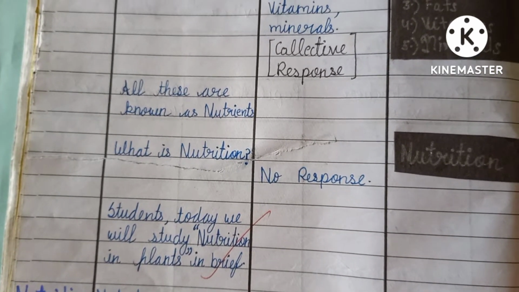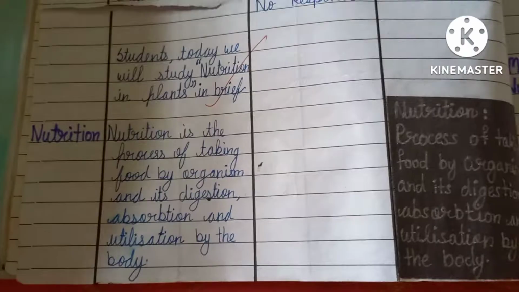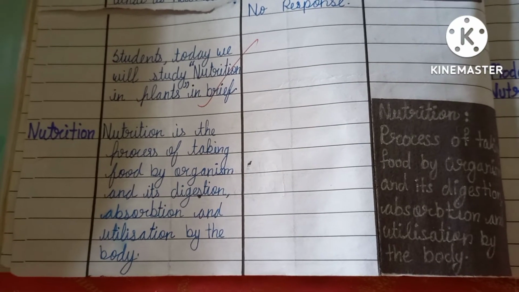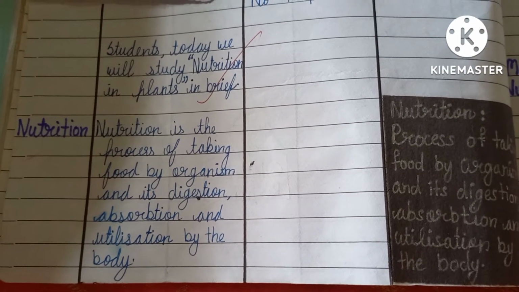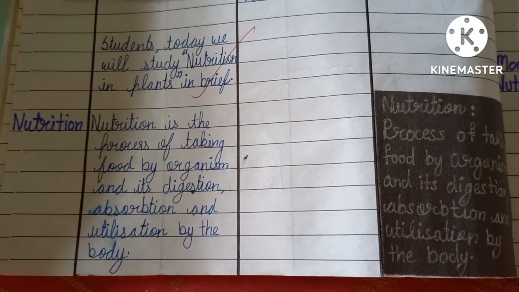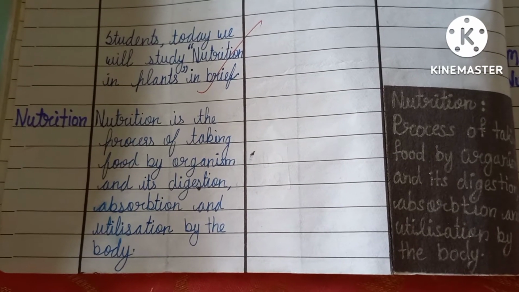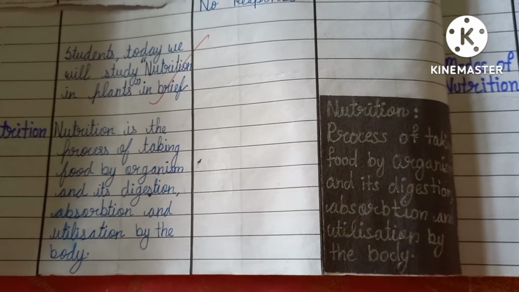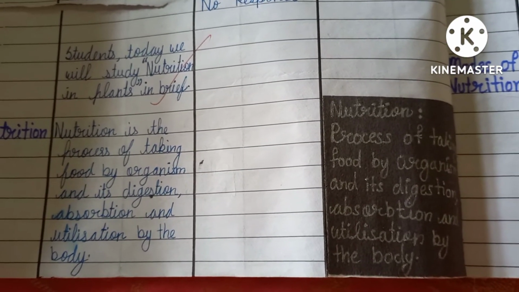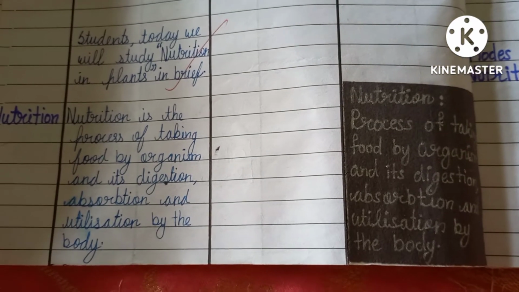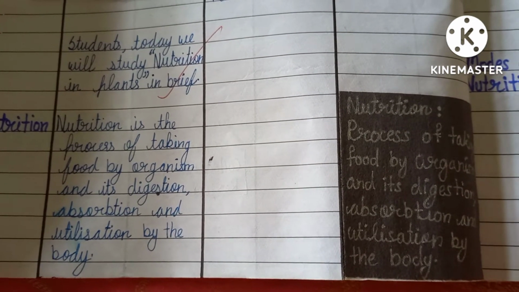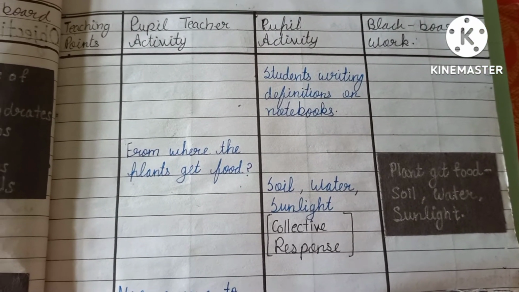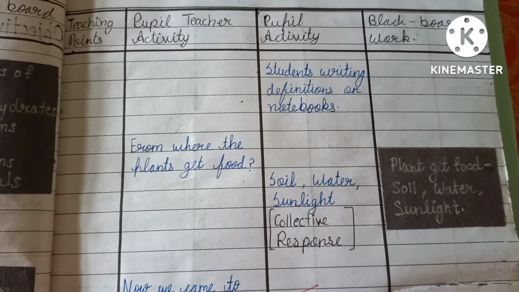Students, today we will study nutrition in plants in brief. After that, our teaching point is nutrition. Nutrition is the process of taking food by an organism and its digestion, absorption and utilization by the body. On the blackboard we write nutrition and the definition of nutrition. In pupil activity, students write the definition in their notebooks.